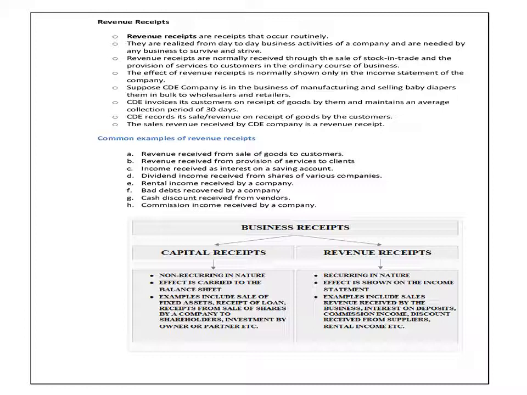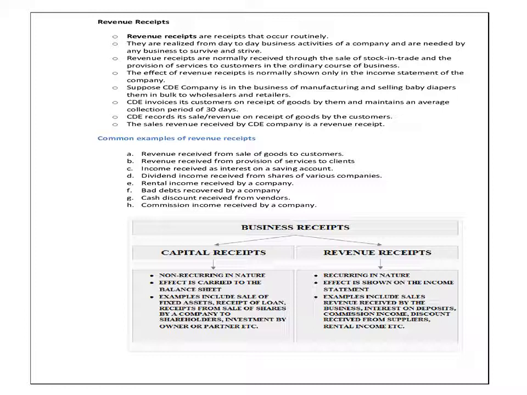This is not a capital. This occurs as a day-to-day activity because daily they sell diapers. Daily the customer buys diapers. So it is a day-to-day activity. Hence this money which the company is receiving is called a revenue receipt, and only this money will be chargeable to tax. That is, tax will be levied only on this money, revenue receipts.